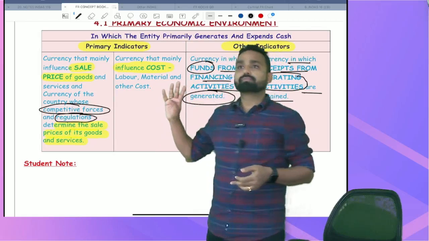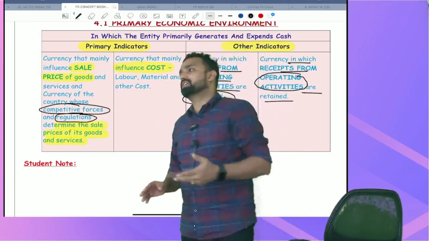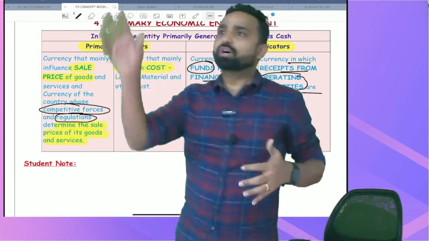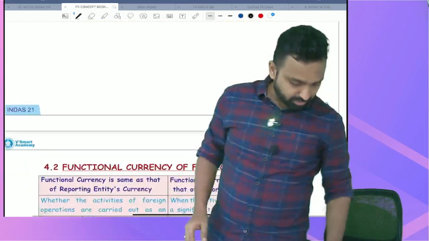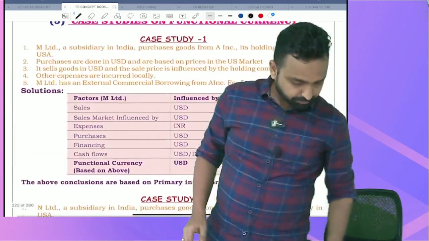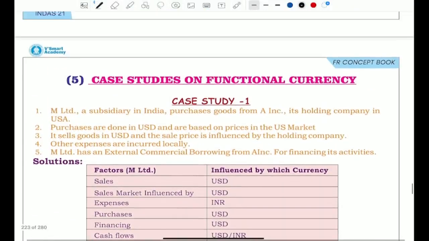Fourth, receipts from operating activities are retained in which currency. So based on that you will decide your functional currency. Have you understood or not? Now if you have understood, tell me the answer of this case study.